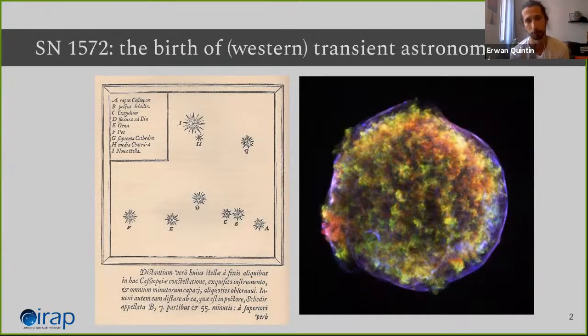So, the history of transient astronomy begins, at least for Western transient astronomy, in 1572 with Tycho Brahe, a Danish astronomer who was observing a well-known constellation, Cassiopeia, and he noticed a new star. He studied it over the course of a year, saw its dimming, and wrote a book about it, De Nova Stella, which coined the term for novae and supernovae. And on the right, you can see a composite picture of what we can see today, which is a supernova remnant. So this is the first example of transient astronomy.